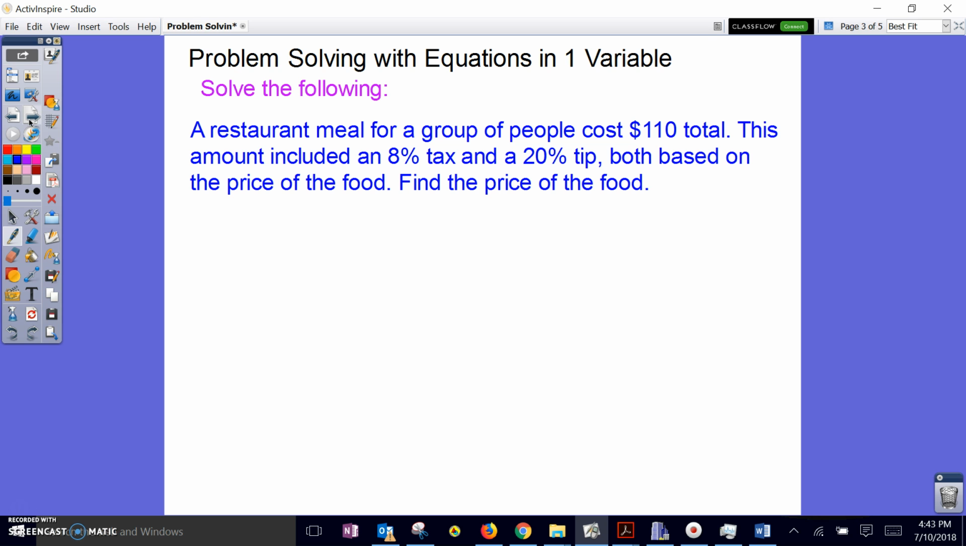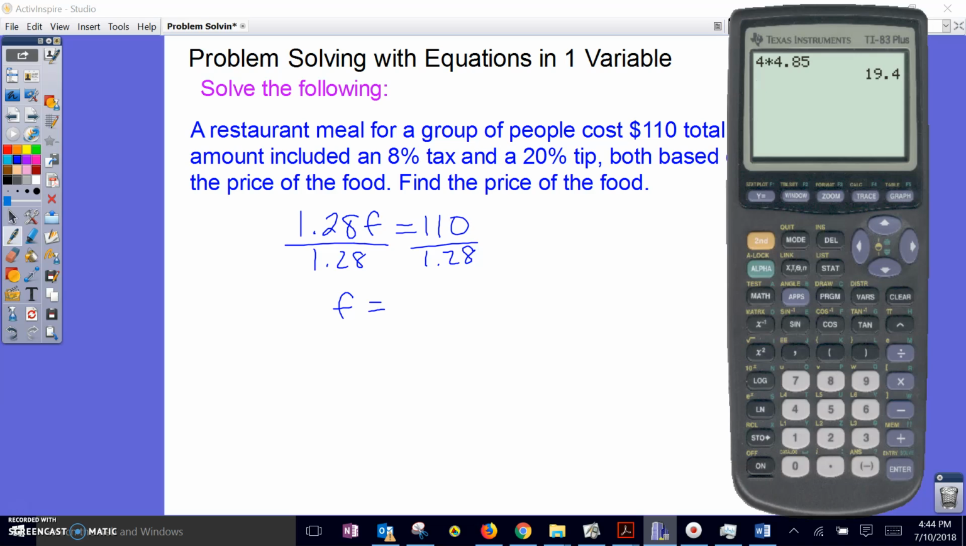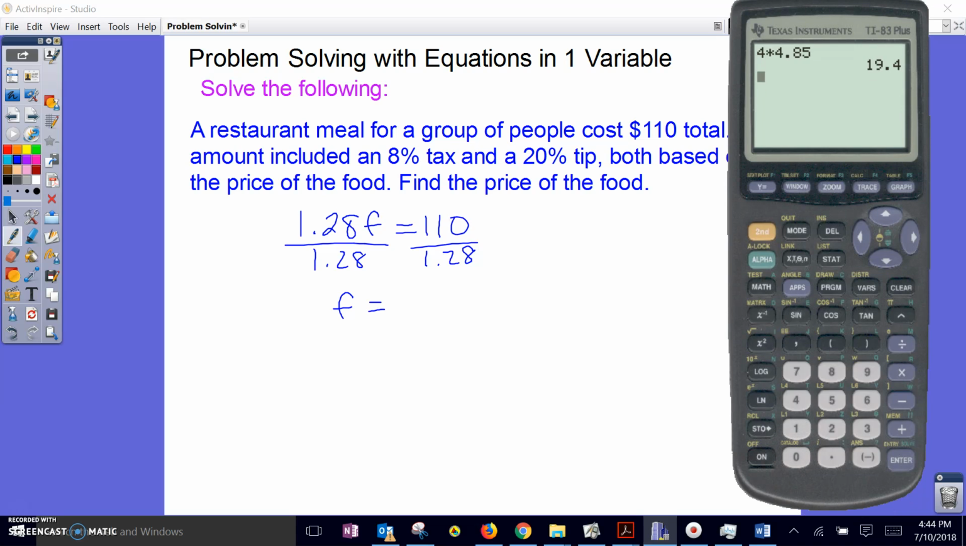Problem number 2. A restaurant meal for a group of people cost $110 total. This amount included an 8% tax and a 20% tip, both based on the price of the food. Find the price of the food. And our equation that we had was 1.28f equals 110. Now we want to solve this equation for f. We're going to do that by just dividing both sides by 1.28. And that gives us f on the left-hand side.